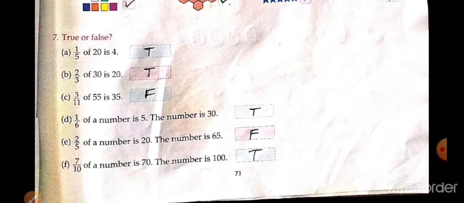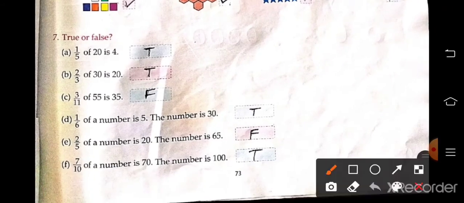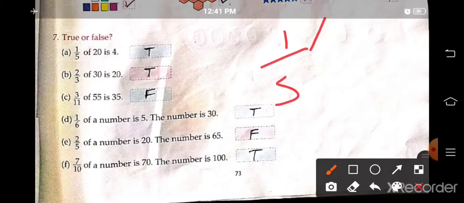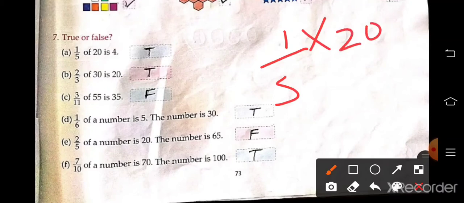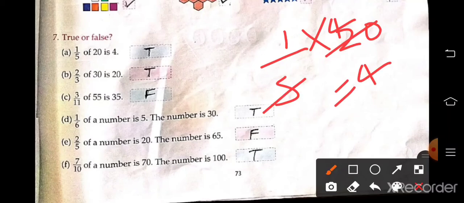Okay, now the question number 7, true or false. A part, 1 upon 5 of 20 is 4. 1 upon 5 of means multiply 20. 5 4 ja 20, 4 1 ja 4. Yes, it is 4. So this is true. 2 upon 3 of 30 is 20. Yes, this is also true. 3 upon 11 of 55 is 35. Yes, 11 5 and 5 3 ja 15. So this is wrong.